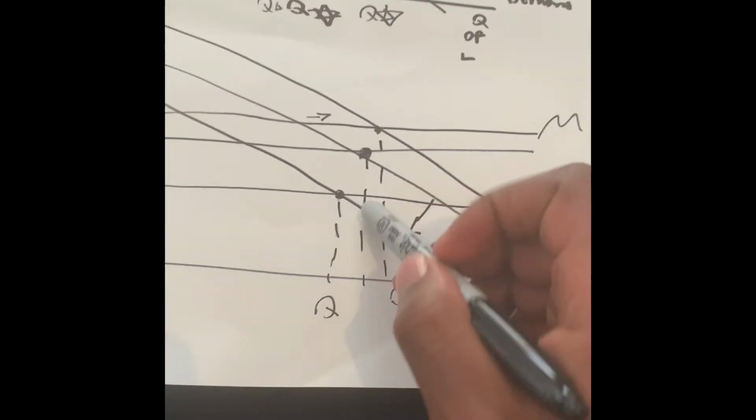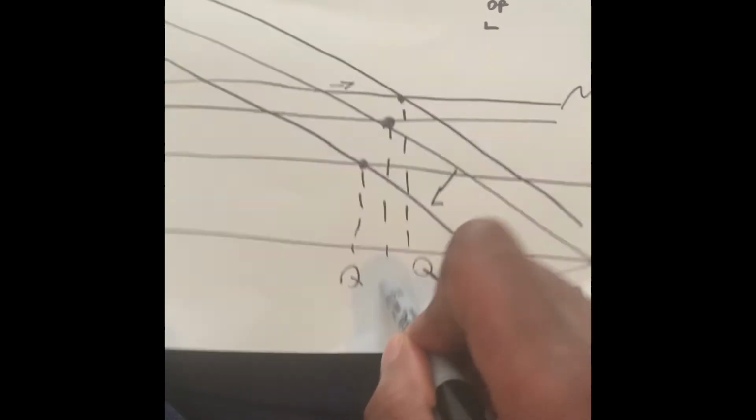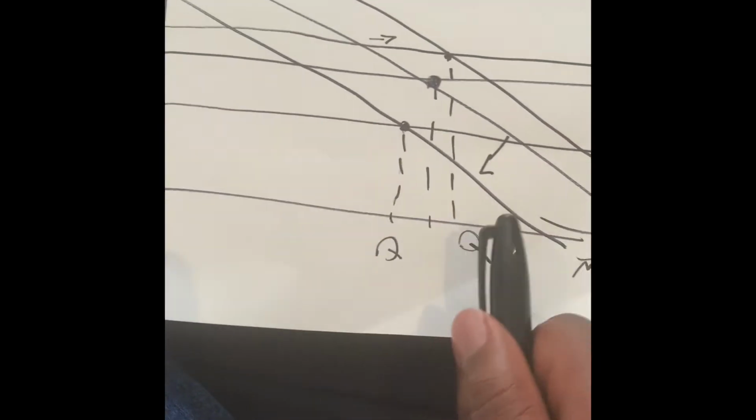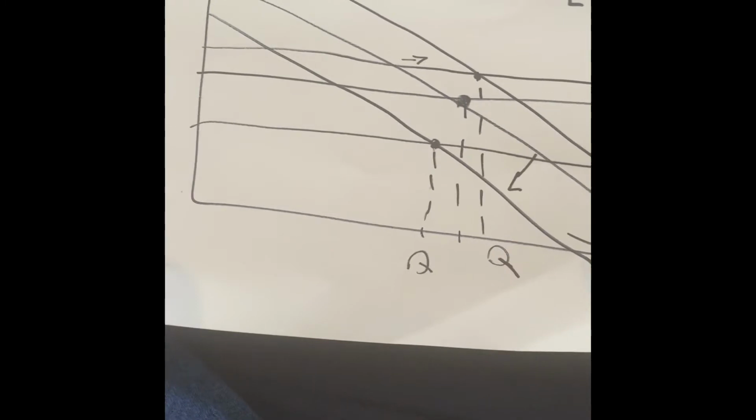So the quantity that was originally here now shifts here. And then when you also go to the firm, you have your second here, your new marginal factor cost and the new marginal revenue product.